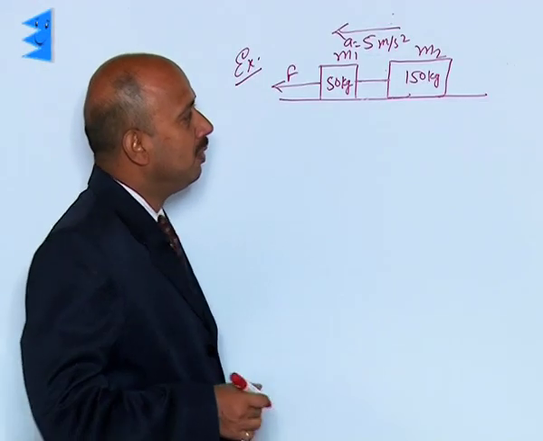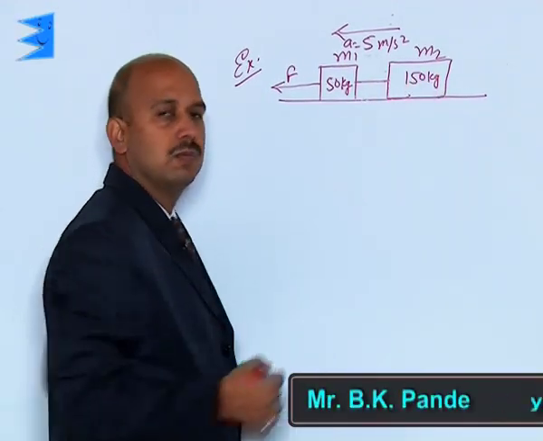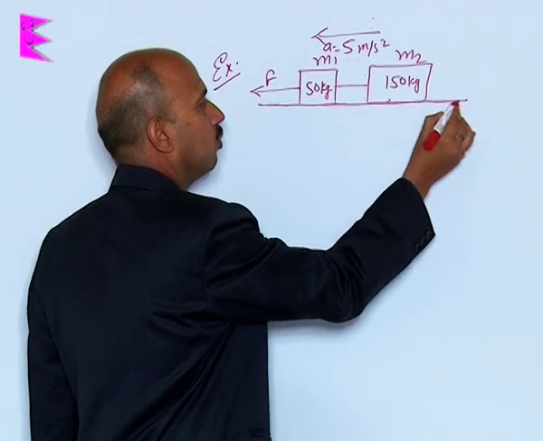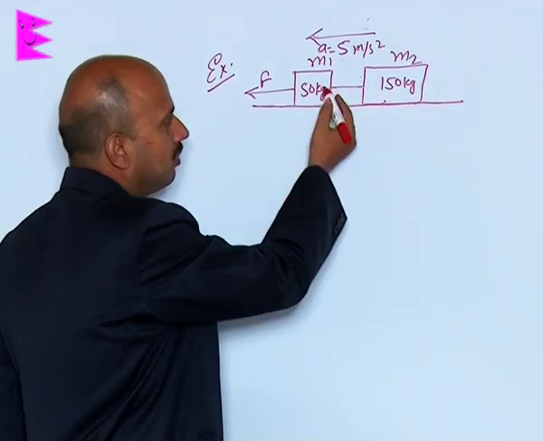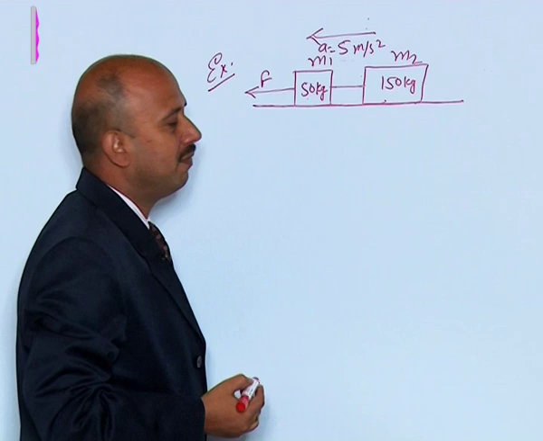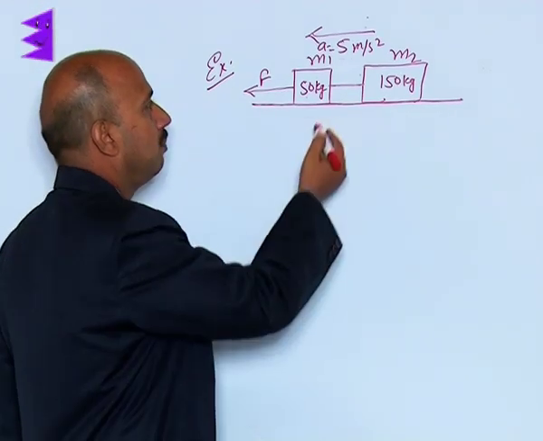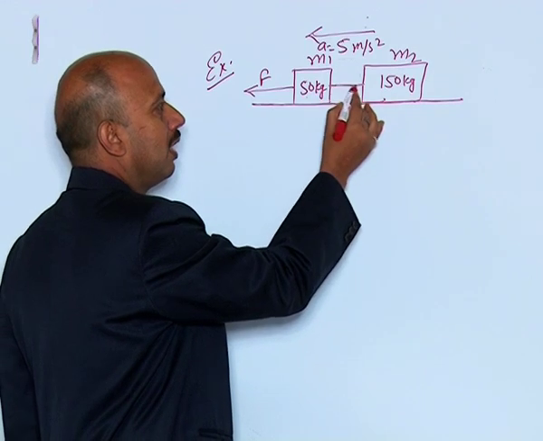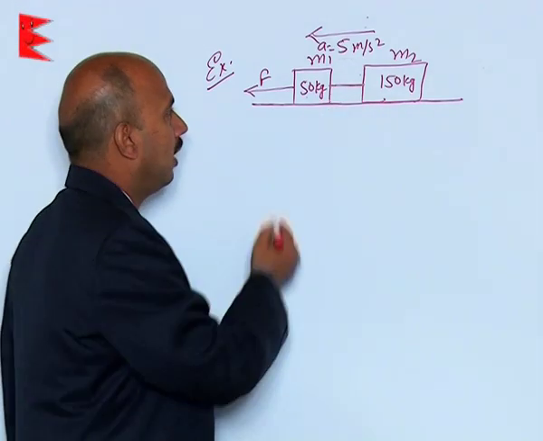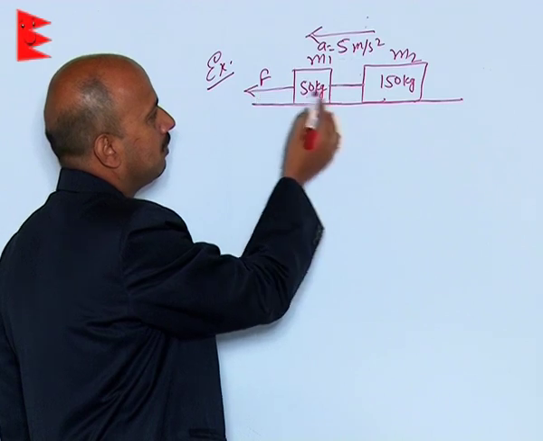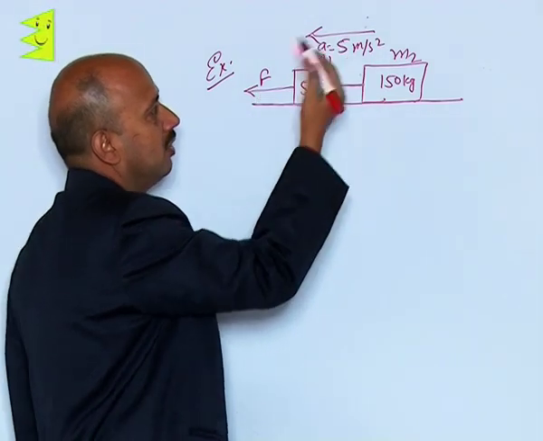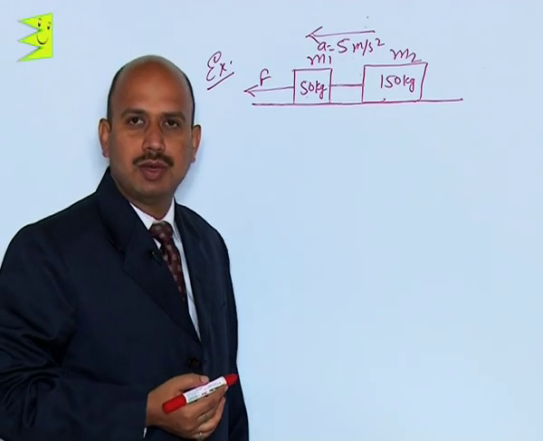Now see this example, there are two masses M1 and M2, both placed on a frictionless surface, there is no friction. M1 is equal to 50 kg, M2 is equal to 150 kg, and force F is applied to this side. Both the masses are tied by a light string, and with the help of the force F they are pulled to this side, and the system moves with the acceleration a equal to 5 meter per second square.